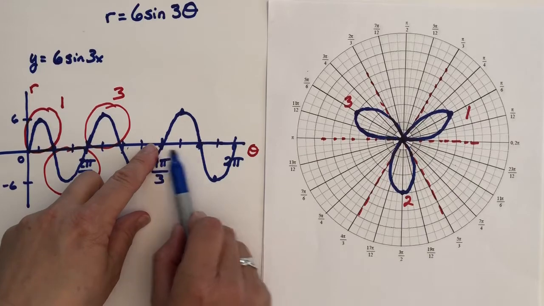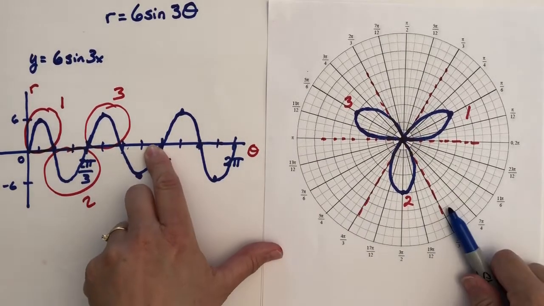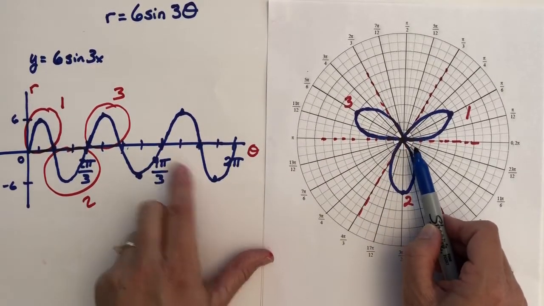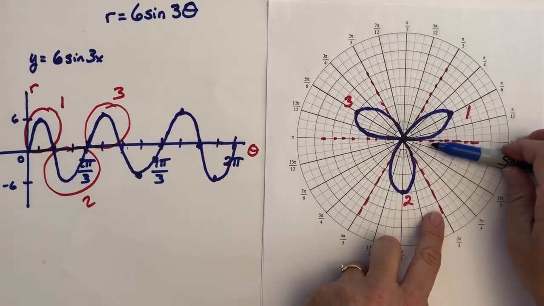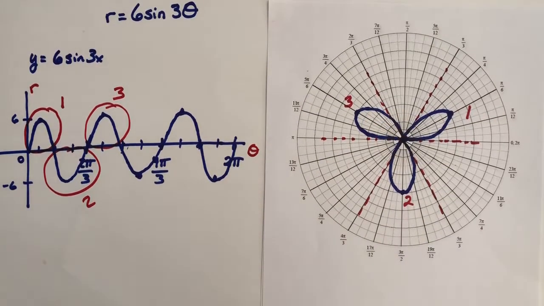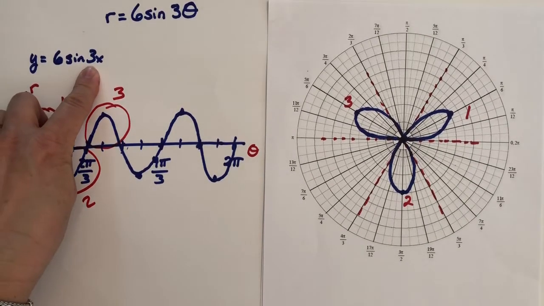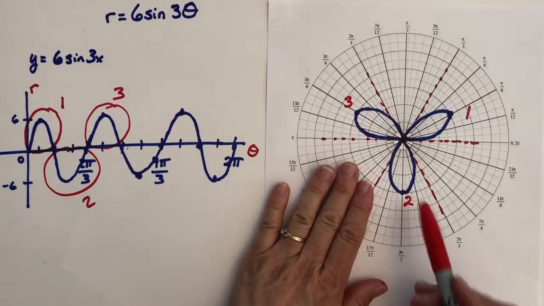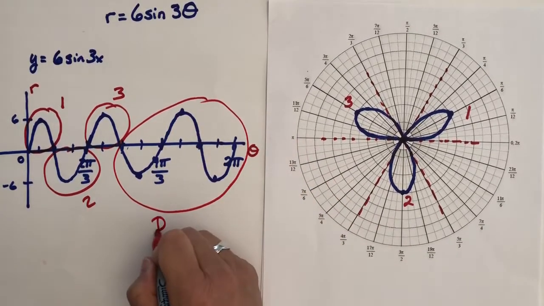Similarly, from 4 pi over 3 to 5 pi over 3, our r value is positive, we would get this petal again. And from 5 pi over 3 to 2 pi right here, I go across the pole because my r values are negative, and I get a duplicate. And this is why when our value here is odd, we end up with just that number of petals, because all of these are duplicates.